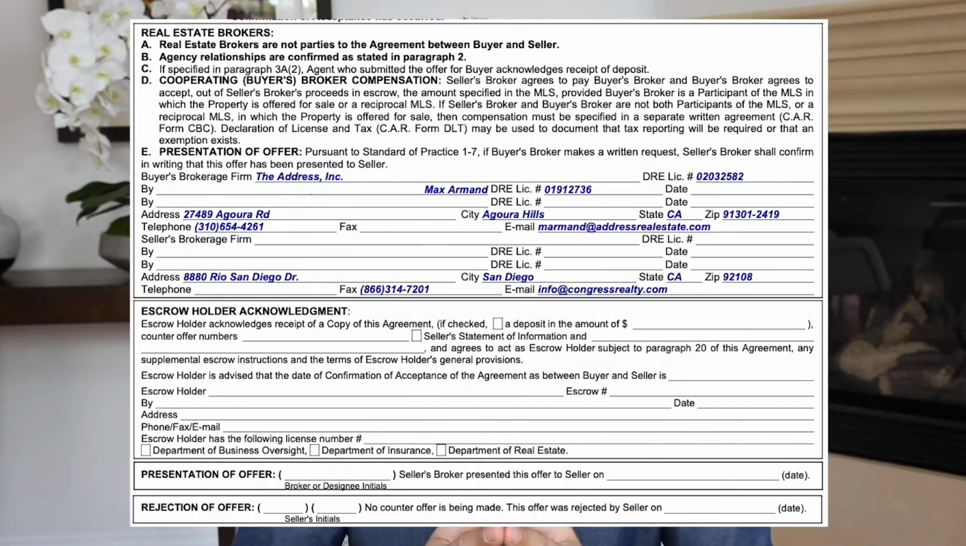Page 10 is also where the agents on both sides of the transaction would endorse this offer, and where the escrow holder would eventually endorse when they are ready to open escrow. So that was your crash course on the residential purchase agreement. It's the cornerstone of every real estate transaction in California, whether you're a buyer or a seller, and I hope that today's video went over the top terms for you so next time you see this document, you know what you're looking at.